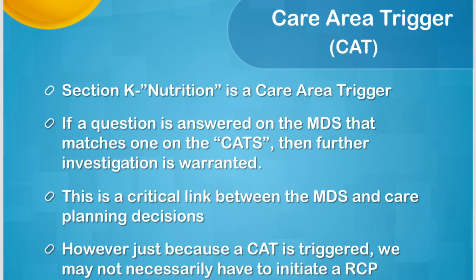After the MDS is completed by the interdisciplinary team, the data is put together into areas of concern. This is called the Care Area Trigger, or CAT. It is an indicator of an issue or condition that affects the resident. Section K, Nutrition, is a Care Area Trigger. If a question answered on the MDS matches one of the CATs, then further investigation is warranted. This is the critical link between the MDS and care planning decisions. However, just because a CAT is triggered, this does not mean that we necessarily have to initiate a resident care plan.